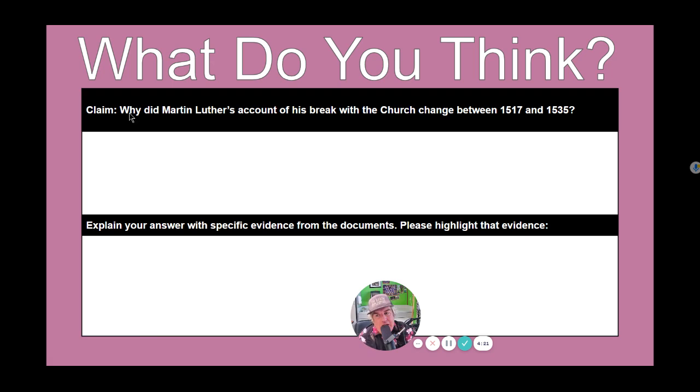Almost finally, why did Martin Luther's account of his break from the church change? Why do you think, and this is a hint, that his tone changed between 1517 and 1535? And then explain your answer with specific evidence from the documents, and go back and highlight that evidence. And then you could just put that in here. You can copy and paste that evidence in here as well.